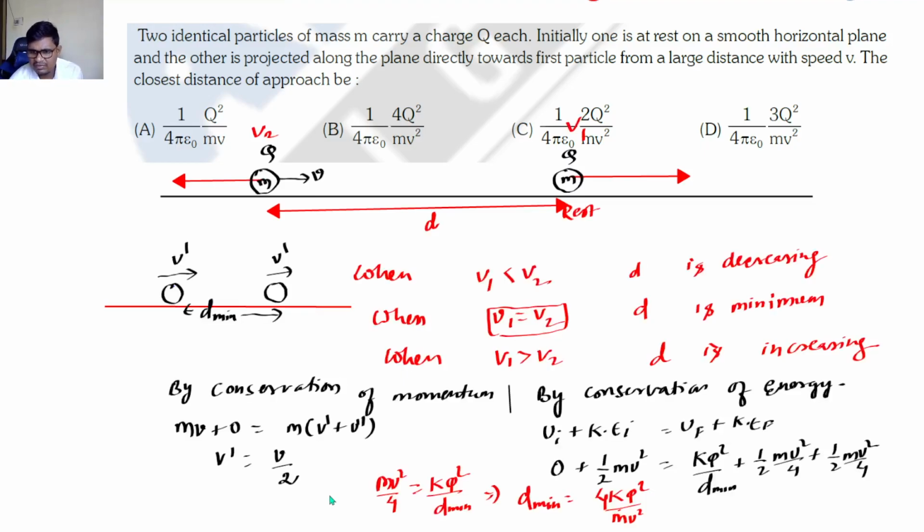So the correct option will become q square by pi epsilon naught m v square. So the correct option is B.